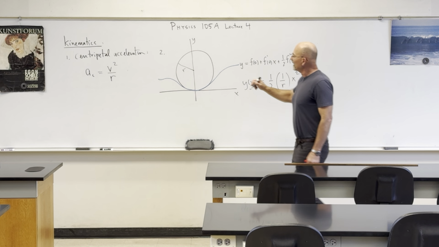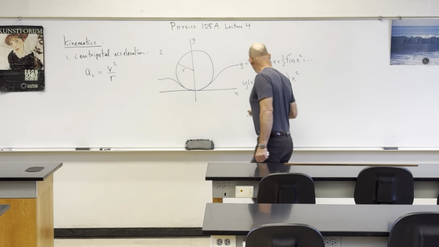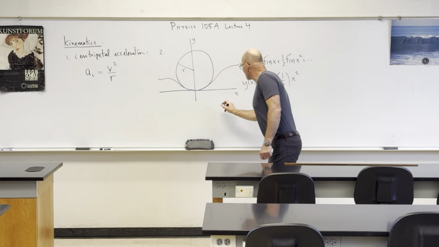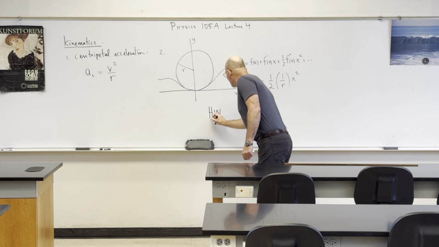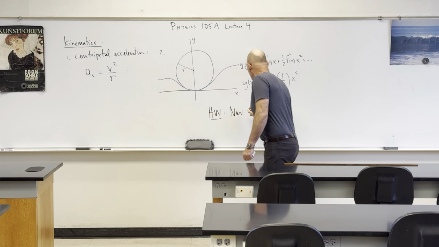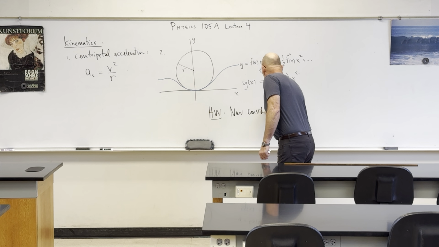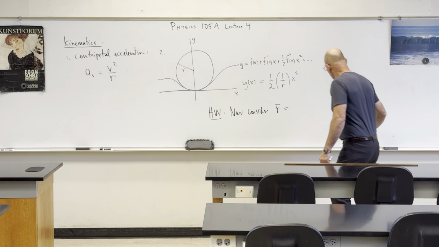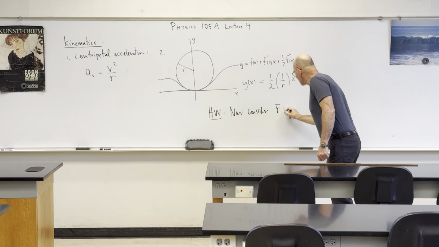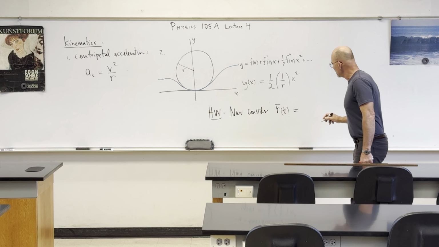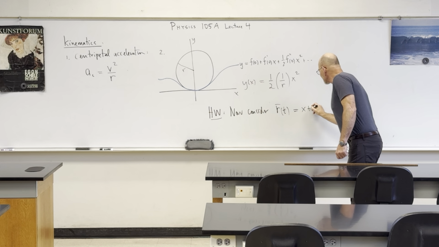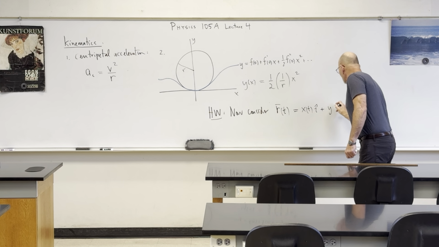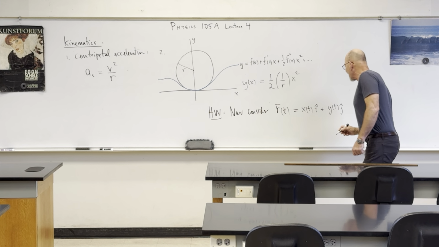So if we want to do kinematics with this thing, we're going to do the following. Now consider, and I'm going to call this a homework, r, let's call this r of t, equals x of t i hat plus y of t j hat.